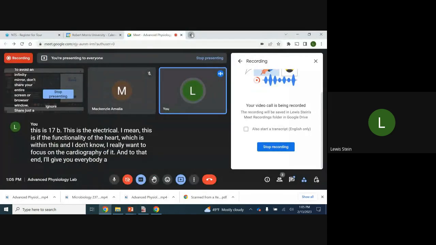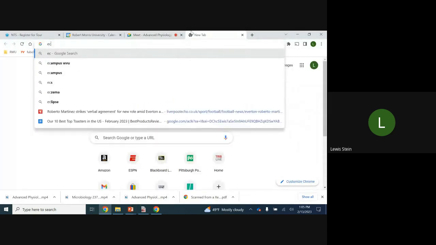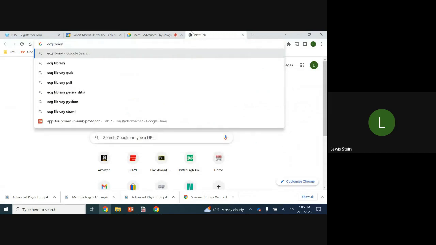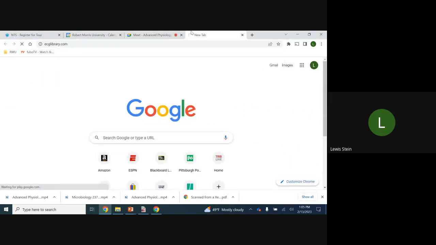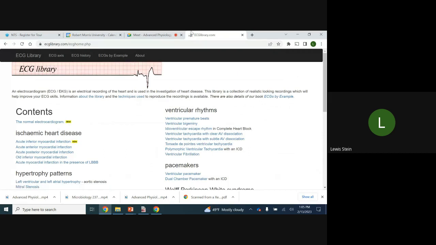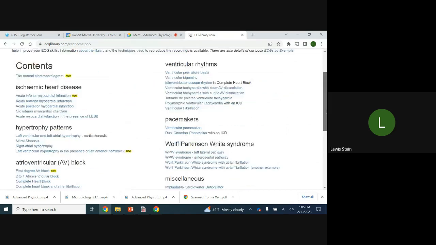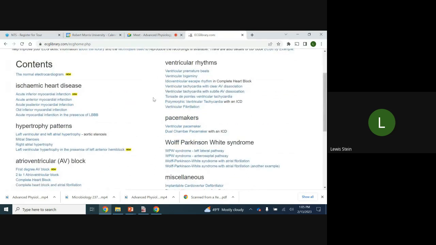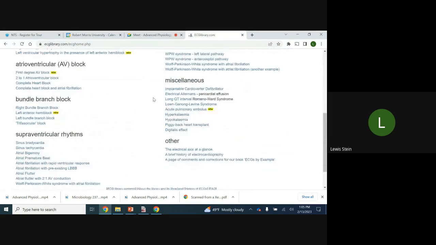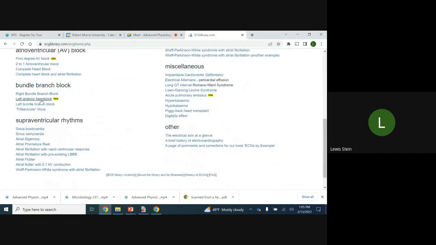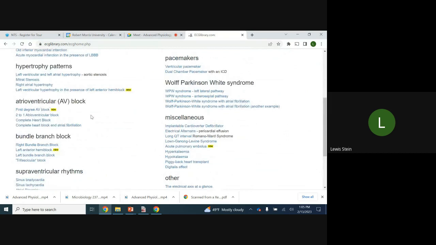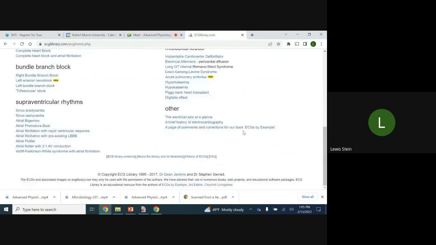It is so easy. Okay, ecglibrary.com. And there it is. So this is what I mean. It's a very useful website that will give you a lot of irregular ones to look at, if you so choose. Everything from bundle branch blocks to heart blocks to hypertrophy. It's an interesting pathway called Wolff-Parkinson-White. All of those different things.